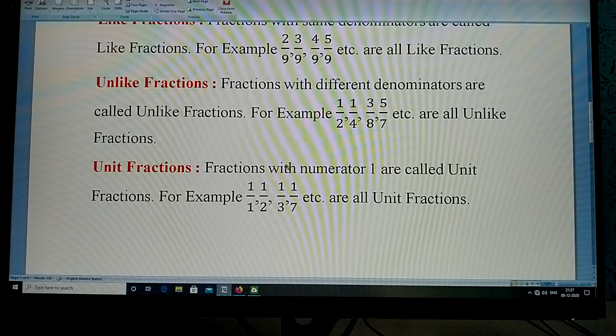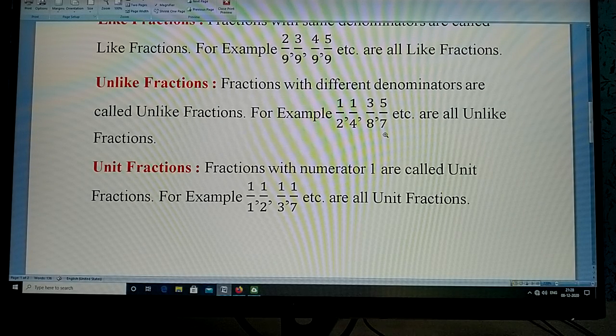Unlike fractions are just the opposite of like fractions. Just now I said a while ago that if the denominators are not equal, then they are unlike fractions. So you can see here 1 by 2, 1 by 4, 3 by 8. In none of the cases are the denominators equal. So definitely they are unlike fractions.